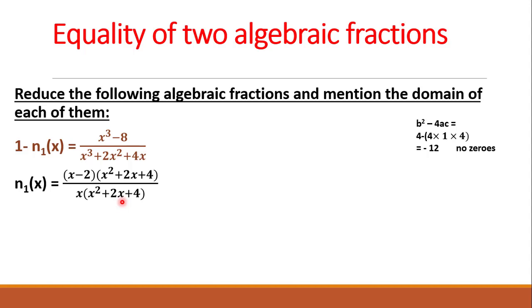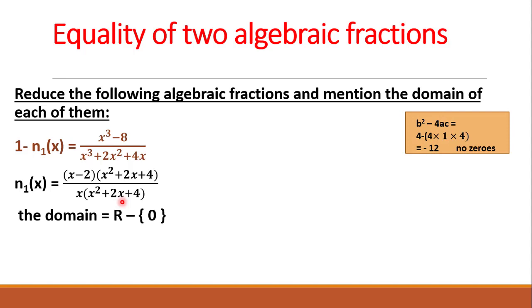Now I want to write the domain. The domain will be R minus 0, only 0. Only 0 makes the denominator equal 0, if x equals 0. But this trinomial can't be factorized, and there is no zeros for this trinomial. As we see here, when we calculate b power 2 minus 4ac, the result is negative. It means that there is no zeros for this trinomial. So the domain here is only R minus 0.